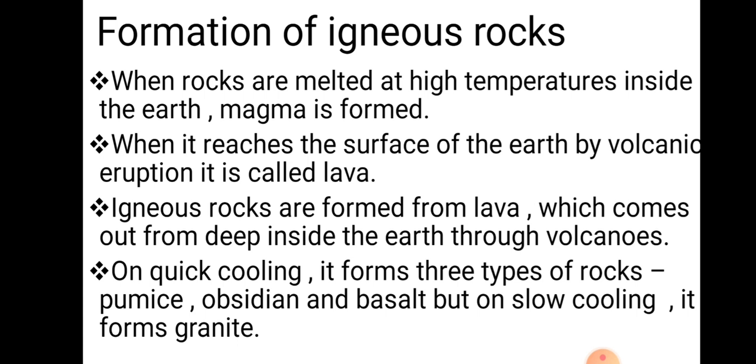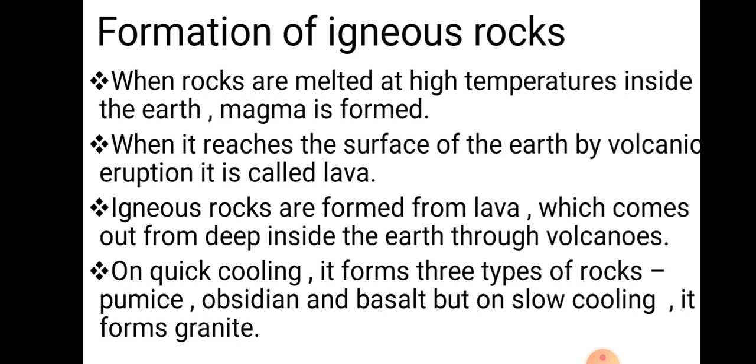Now that magma, what happens when it comes out? When it reaches the surface of the earth by volcanic eruption, it is known as lava, the red color, fiery part what is coming out from the volcano is known as lava. Igneous rocks are formed from this lava, which comes out from deep inside the earth through volcanoes.